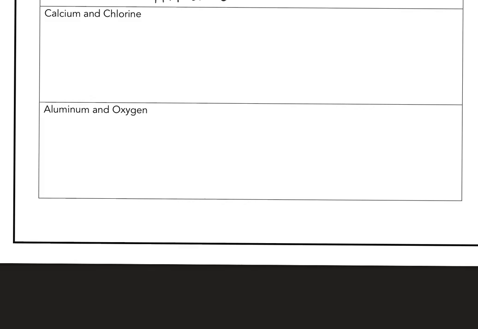Now we're gonna move on to aluminum and oxygen. Calcium and chlorine is pretty similar to the potassium and sulfur problem. Aluminum and oxygen is a little more tricky and probably the most complicated Lewis dot structure or type of Lewis dot structure you'll see on the Ionic test. So again, we're going to start out this problem like we have with all the other ones, with adding 1 aluminum and 1 oxygen with their valence electrons.